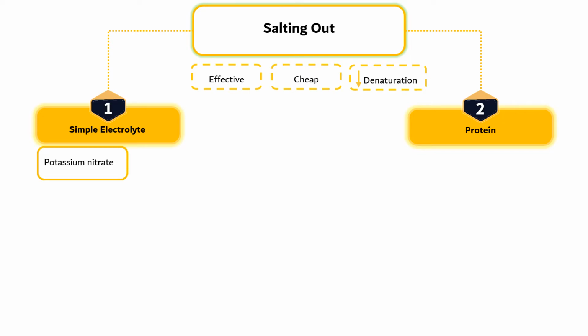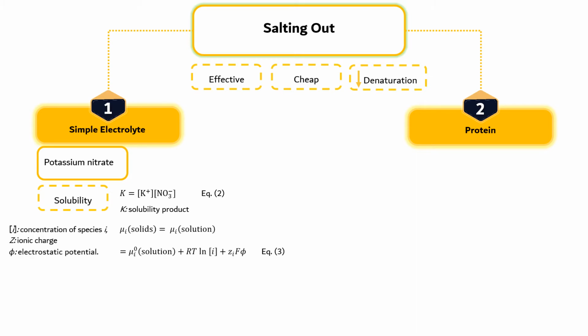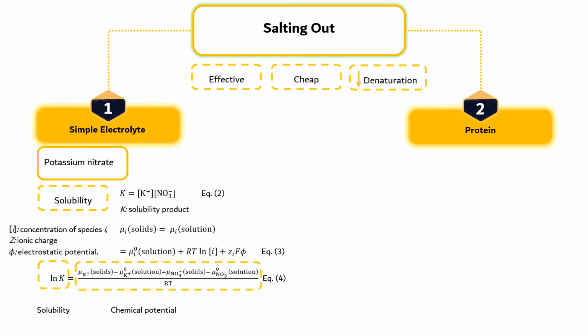Potassium nitrate is a good example of a simple electrolyte which can be precipitated by salting out. Its solubility in water is given by equation 2. The numerical value of K depends on the chemical potentials of potassium and nitrate in the system, as shown in equation 3. Equation 3 can be used for potassium nitrate and, after some rearrangement, yields equation 4, which emphasizes that the logarithm of the solubility product is proportional to the difference in the standard chemical potentials between the solid and the solution.